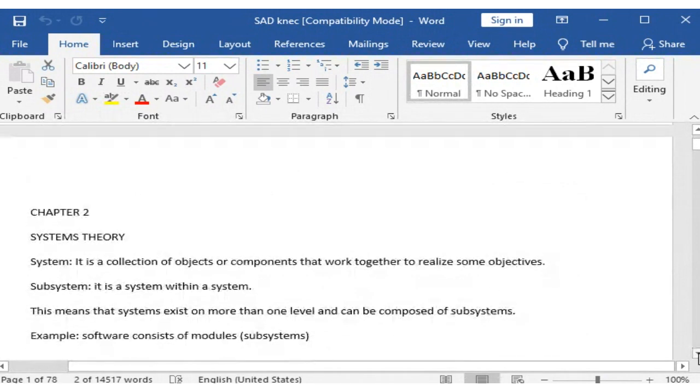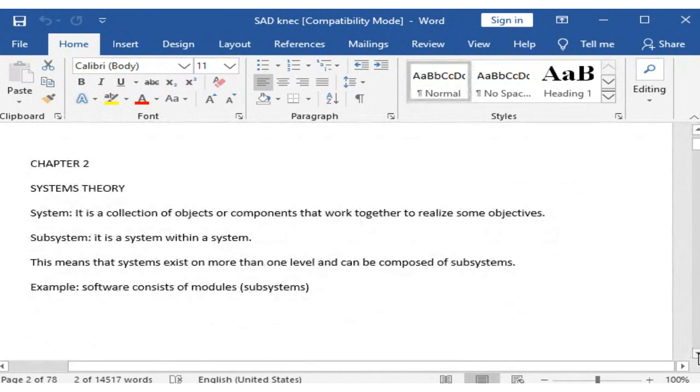Chapter 2, System Theory. We start by defining what is a system. Again, it is a collection of objects or components that work together to realize some objectives. One thing you need to know, a system consists of subsystems. What is a subsystem? It is a system within a system. This means that the system exists on more than one level and can be composed of subsystems.